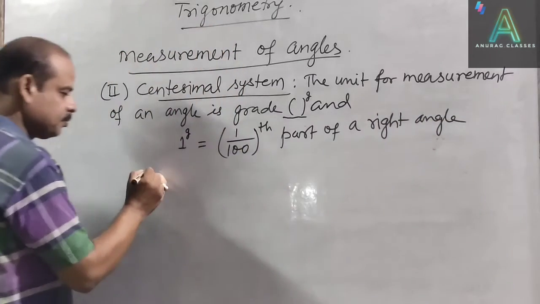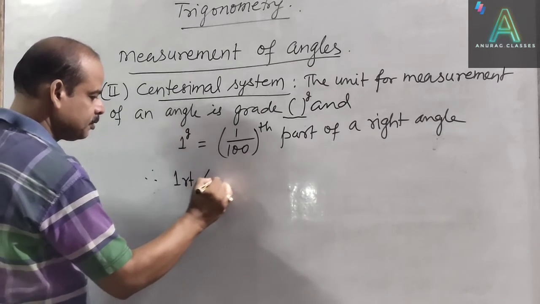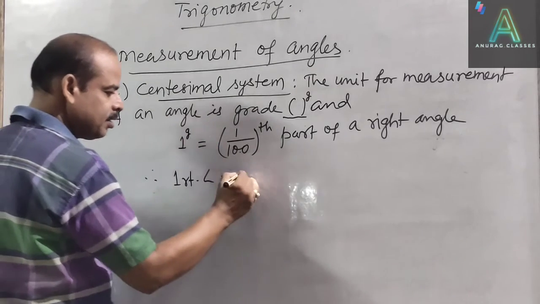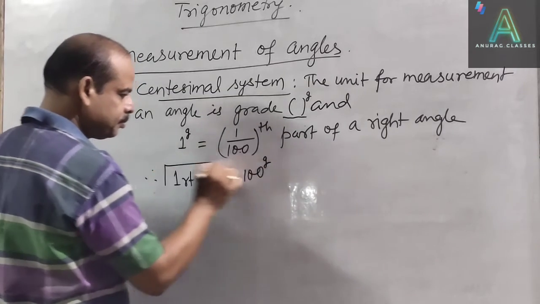It means 1 right angle is equal to 100 into 1, means 100 grade. You have to remember it.